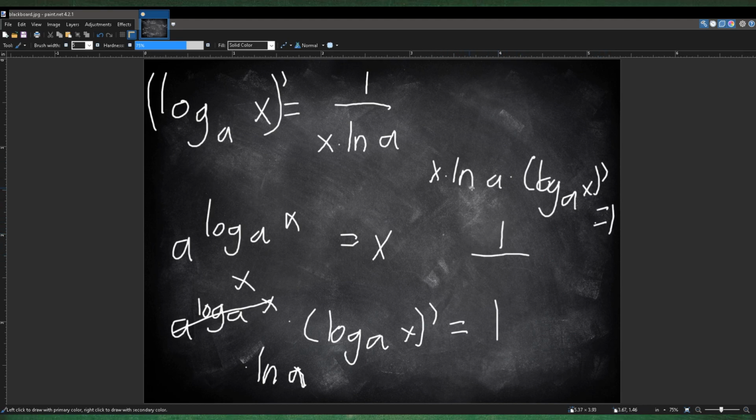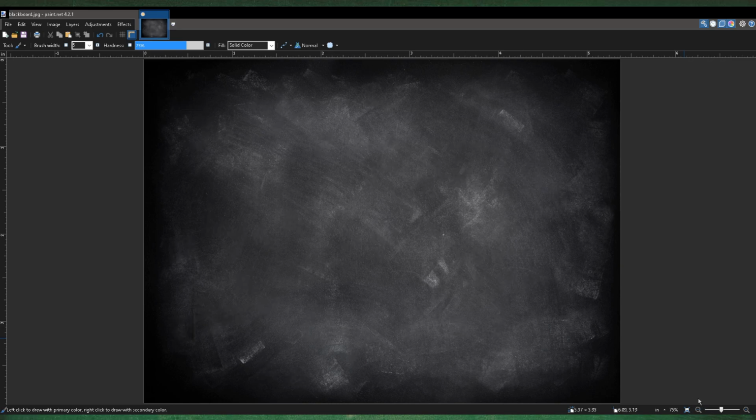And then you just get this to the other side, so the derivative of log base a of x is 1 divided by x times ln of a, which is what we got here, right? And that's basically how you prove it. I think the link below also uses the same idea. So if you ever want to know, just use the idea of inverses, and that's how you get it.